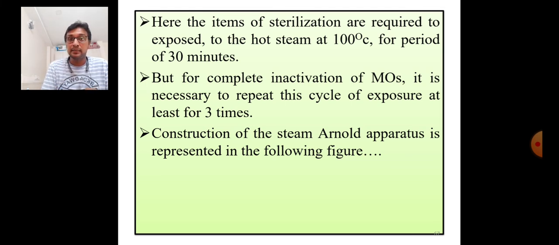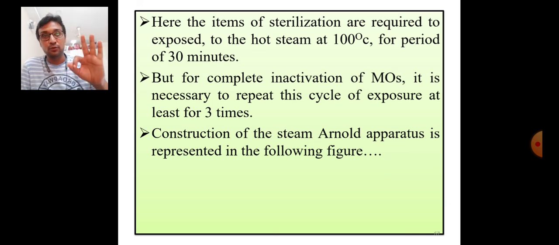of 30 minutes. आता या स्टीम अर्नॉल्ड ॲपॅरेटसचा वापर करून स्टरलायझेशन कधी संपतंय? When the material which we are placing in the upper chamber of the steam Arnold apparatus is exposed to the hot steam of temperature 100 degrees Celsius for the period of 30 minutes. But for complete inactivation of the microorganism, it is necessary to repeat this cycle of exposure to the hot steam at least 3 times. म्हणजे 30 मिनिटाचे 3 सायकल तुम्हाला करायचे आहेत.